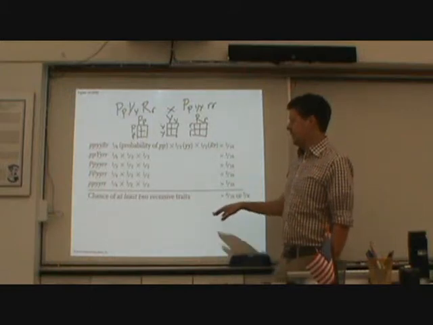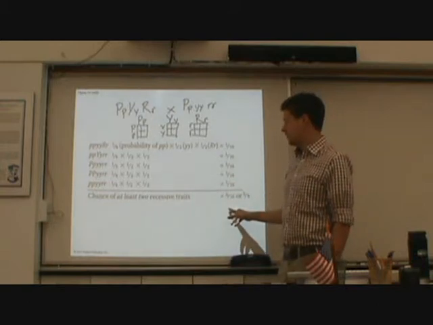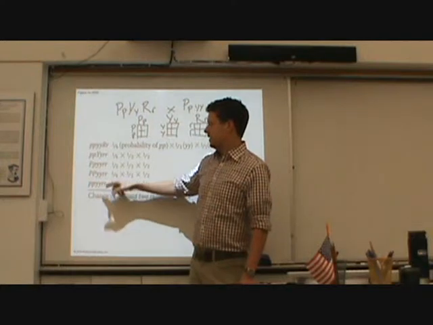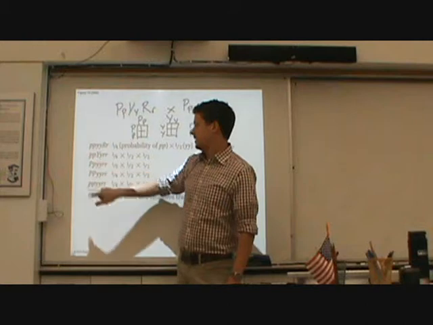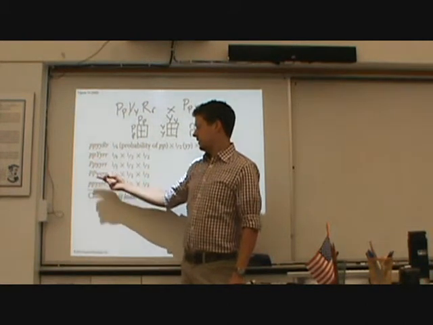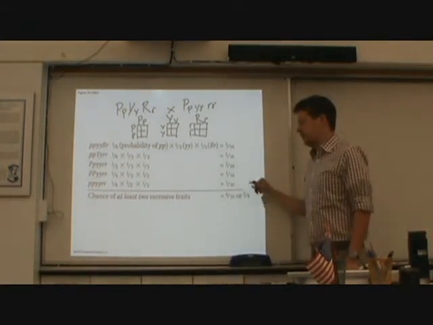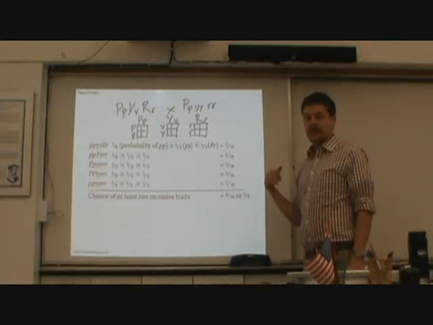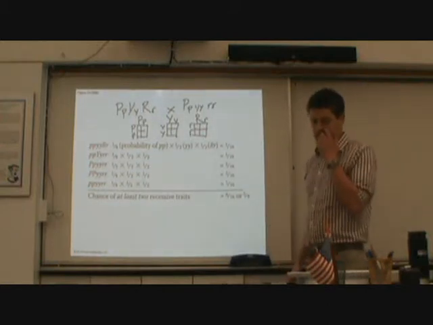And then if you are trying to calculate the chances of getting at least 2 recessive traits, you can add up all of these, because all of these have 2 different recessive traits. At least 2. This one has these 2 recessive traits. This one has these 2 recessive traits. This one has these 2 recessive traits. This one also has these 2 recessive traits. This has all 3 recessive traits. So you just add up all the possibilities of getting at least 2 recessive traits, and then using that addition rule, you can get the probability of that outcome.